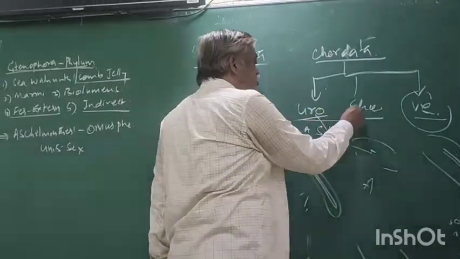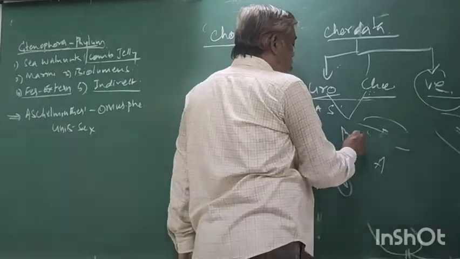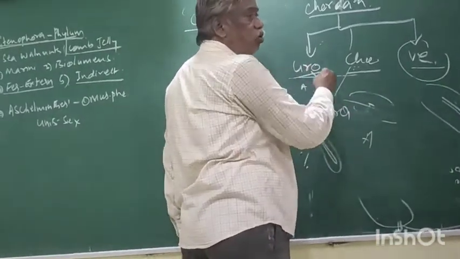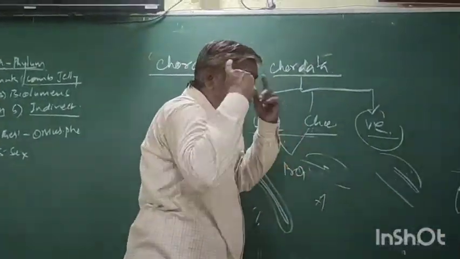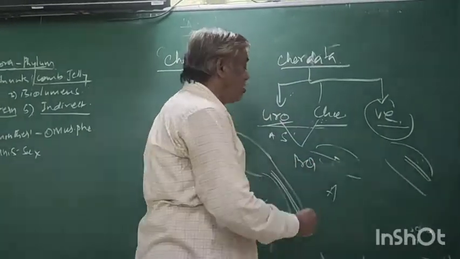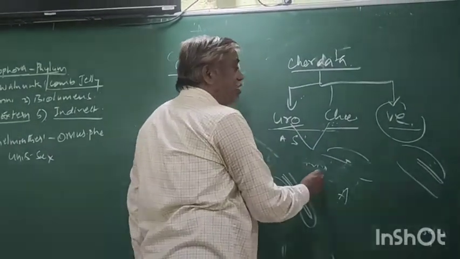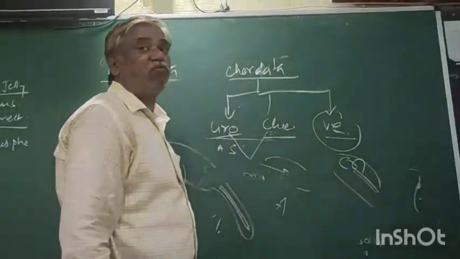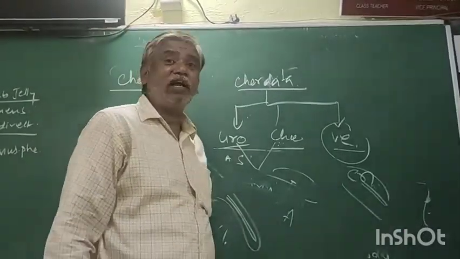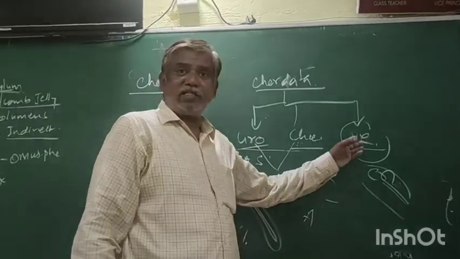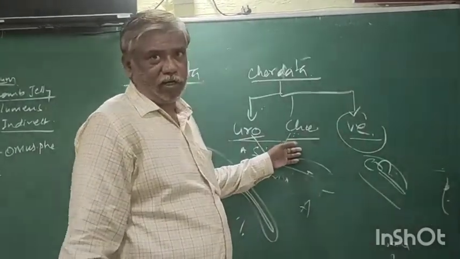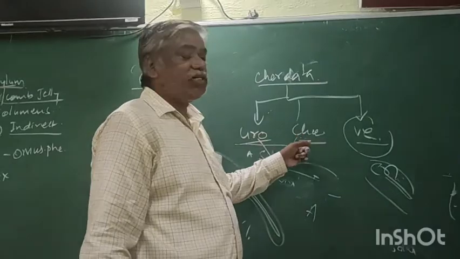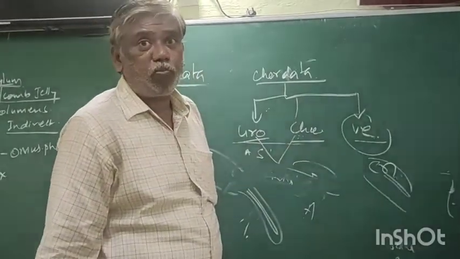But urochordates and cephalochordates together are called protochordates. There is a brain, but the brain is not protected by a cranium. Hence, these are also called acraniata, and vertebrates are called craniata, based on the presence and absence of cranium. Urochordata and cephalochordata together are called protochordates.